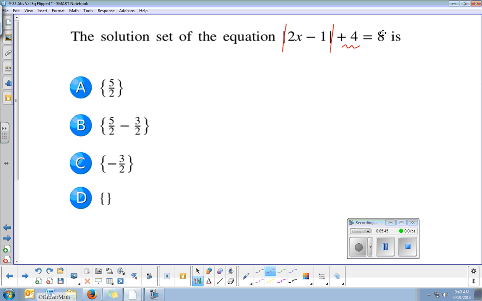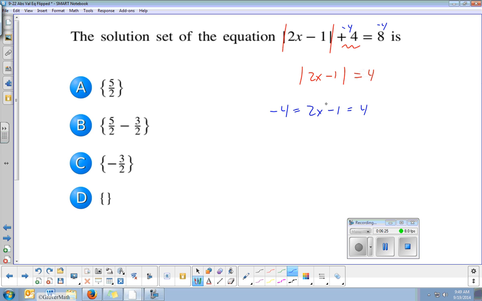So I'm not going to set it equal to 8 and negative 8. I first have to get rid of this plus 4 before I do anything. So I need to rewrite this equation as the absolute value of 2x minus 1 equals 4. And that came from the fact that to move this 4, I minus 4 on both sides. Now the absolute value is the only thing on the left side. And so now I can go to setting up my equation of negative 4 equals 2x minus 1 equals positive 4, the 4 and its negation over here.